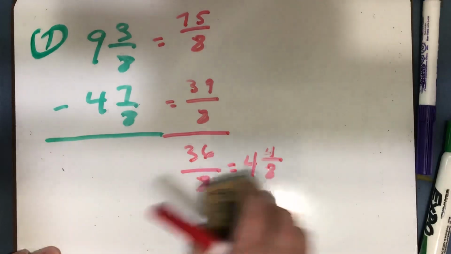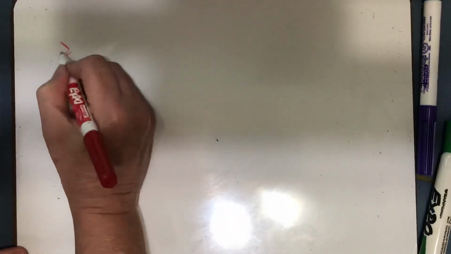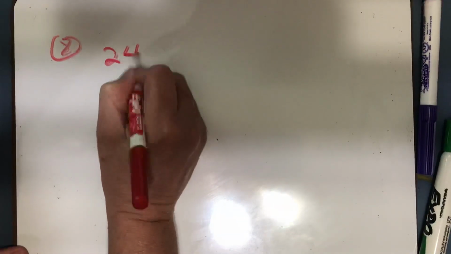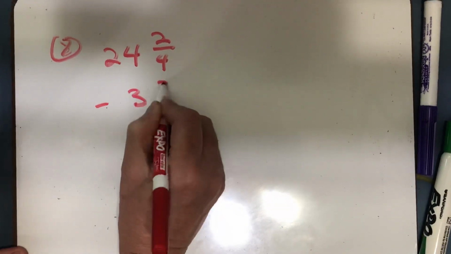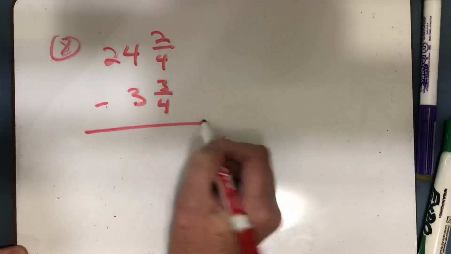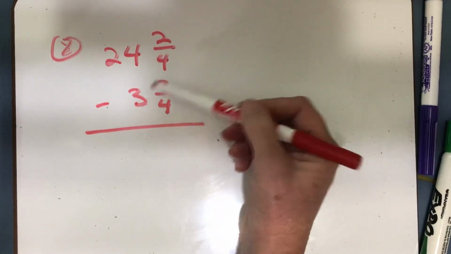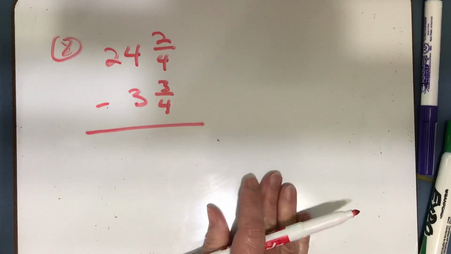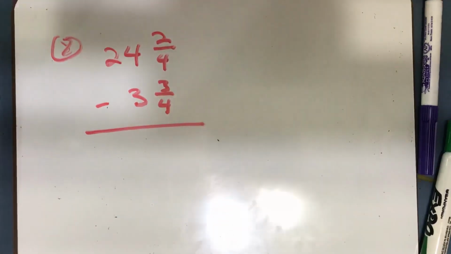Now let's go to number 8. Number 8 is one that you're actually going to be doing since it's an even number. So number 8 is 24 and 2/4 minus 3 and 3/4. All right, this one is just like number 7 that we just did. 24 is greater than 3. So I know that 24 and 2/4 is a larger number than 3 and 3/4. But 2/4 is a smaller fraction than 3/4. So I'm going to change both of these and make them improper fractions.